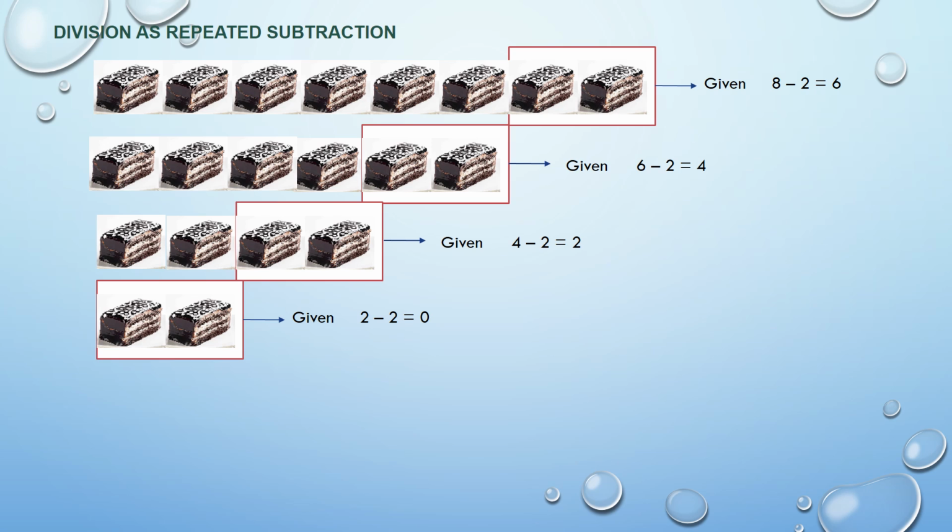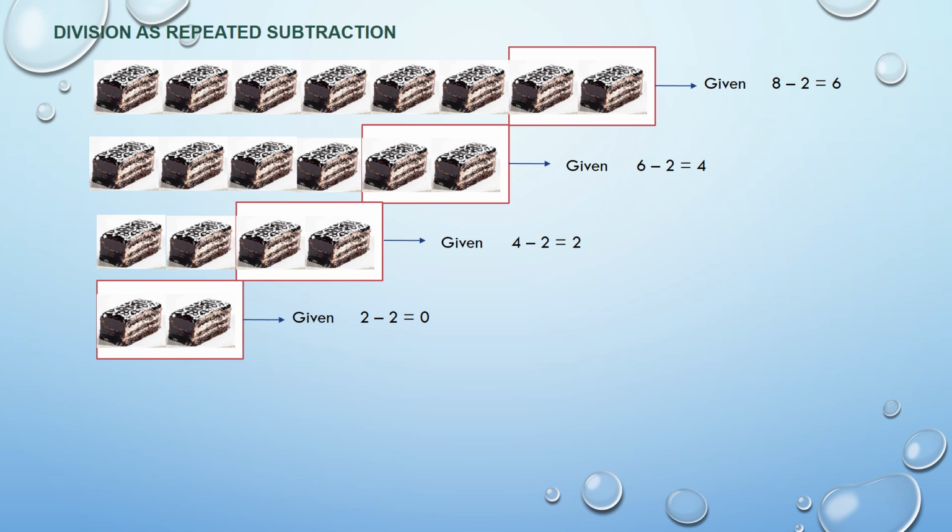So 6 are left. Chocolate pastries remaining after giving 2 pieces to the first guest. Now again, out of 6 he has given 2. So how many pastries left? 4. Again he is giving 2. So how many pastries left? 2. And he has given the remaining 2 and he is left with 0. So chocolate pastries remaining after giving 2 pieces to his 4th guest is 2 minus 2 is equal to 0.